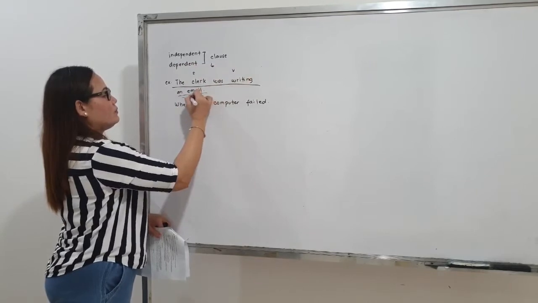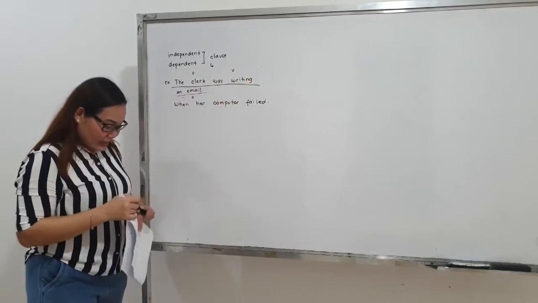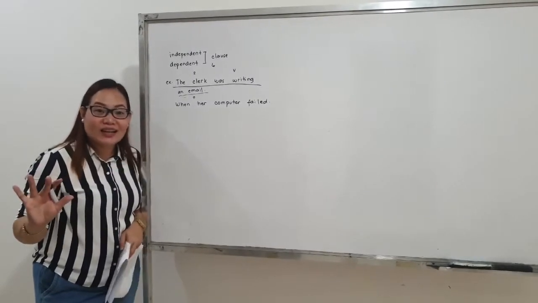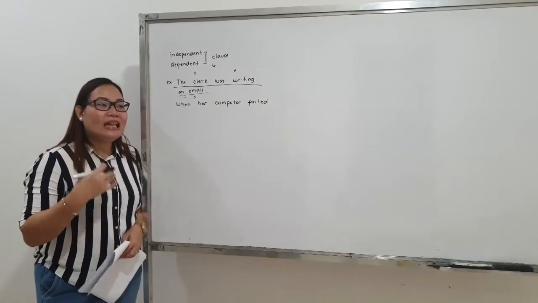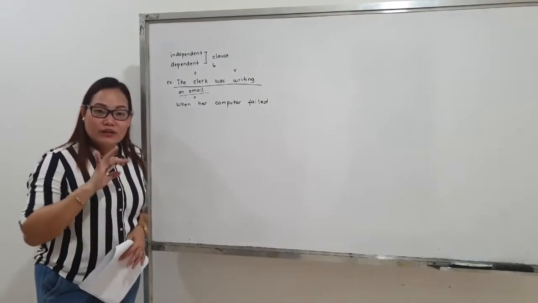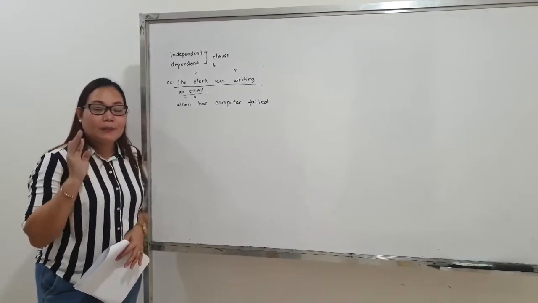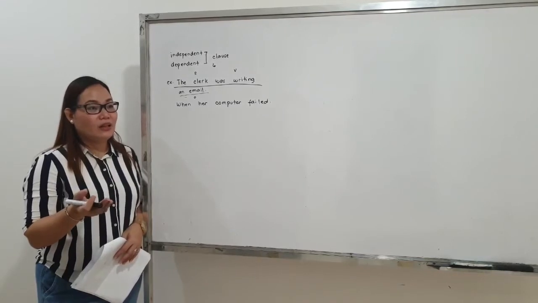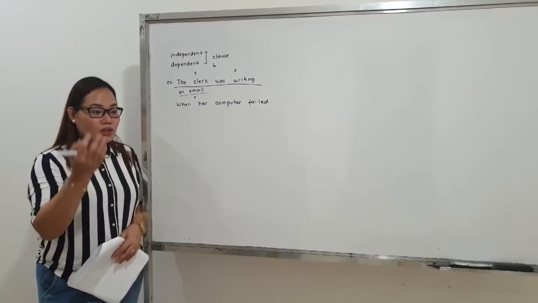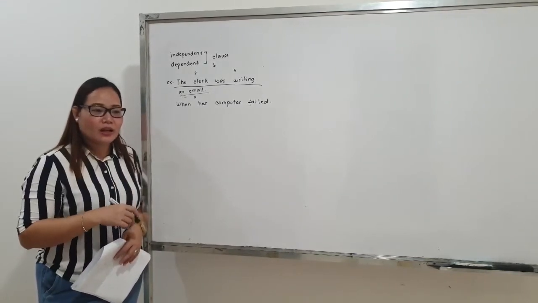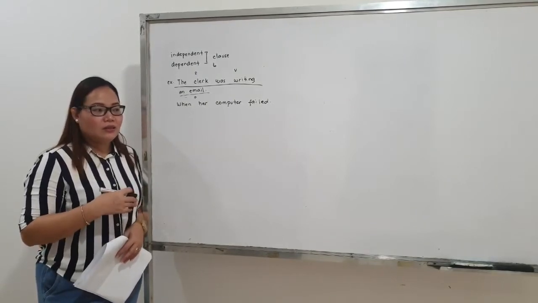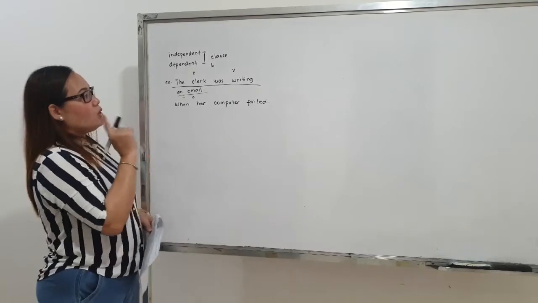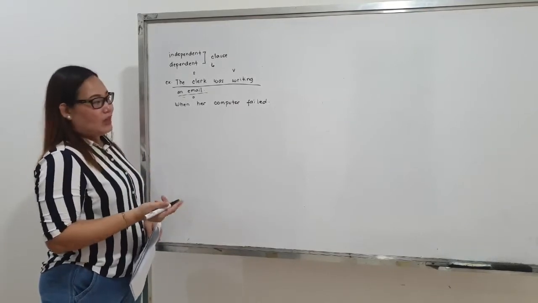This sentence gives a complete idea, right? So you don't need any other extra information with it, because it now delivers a complete idea. There is no question left in the mind of the reader, like "and?" or "next?" So, the clerk was writing an email.